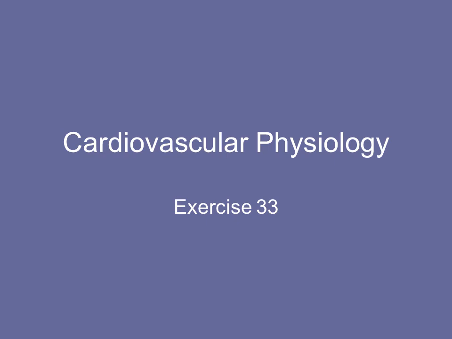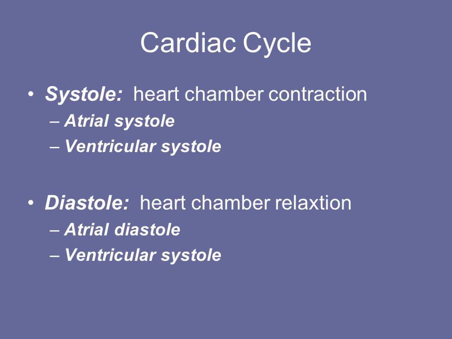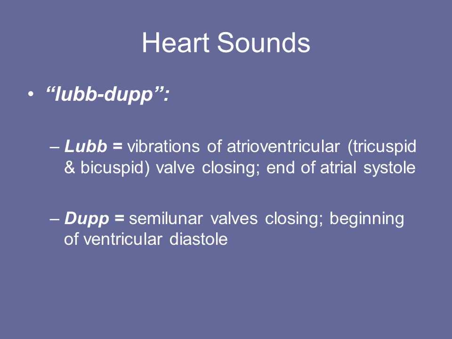Exercise 33 deals with cardiovascular physiology. The cardiac cycle is composed of two parts: systole, which is when the heart chambers are contracting, and diastole, when the heart chambers are relaxing. So those sounds that you hear, that lub-dub sound, the lub is when the AV, the tricuspid and bicuspid valves are closing, and then the second sound, that dub sound, is when the semilunar valves are closing, the pulmonary and aortic valves are closing.